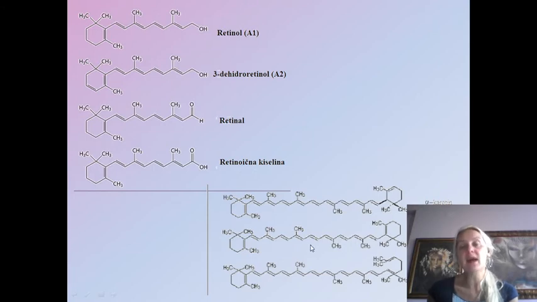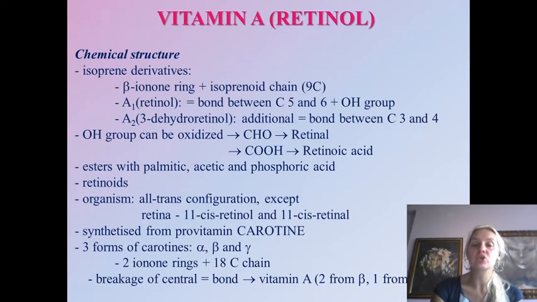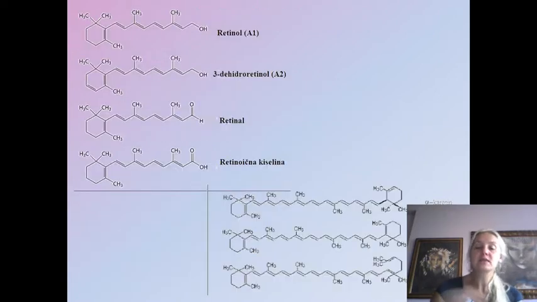So from beta carotene, we can get 2 molecules of vitamin A, but from alpha and gamma carotenes, we can get only 1 molecule of vitamin A, due to the fact that the ionone rings at the second part of the structure, at the very right end of the structure, are not those which are required for the structure of vitamin A. This is shortly summarized in the slide in the form of text. So let's move on.